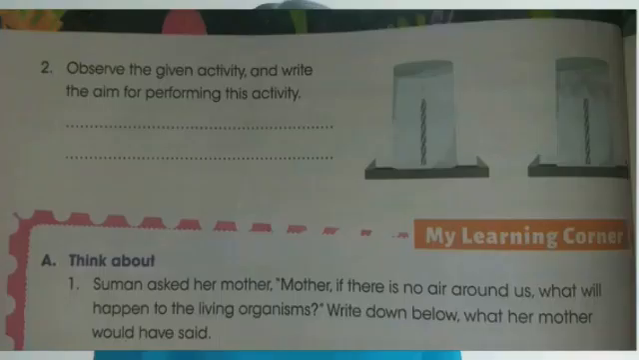And the second question, picture study, second one, observe the given activity and write the aim for performing this activity. Here in this picture we can see a candle. First candle is a lighted one, and in the second picture the light goes out. So in this experiment we understood that air is also needed for burning. Okay. So here you can write down air is also needed for burning.